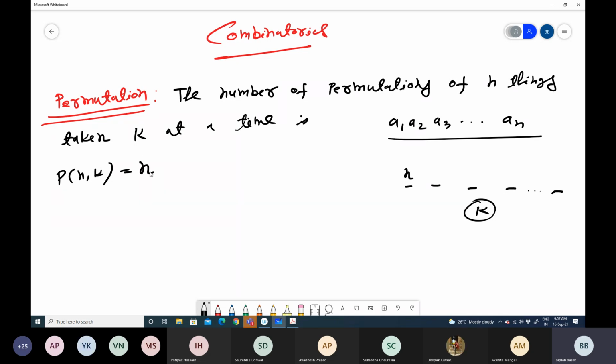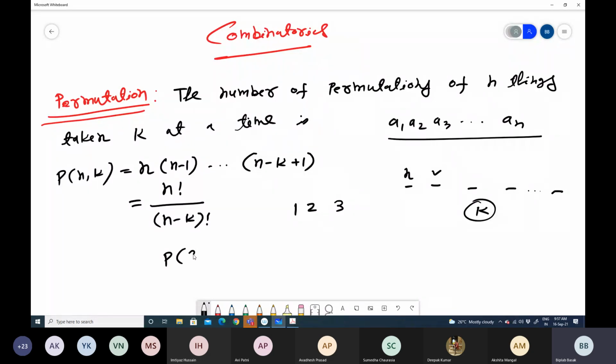So you have n. And then for the second place, since one number is already taken, you have the remaining n minus 1 choices. So it will be n minus 1. And similarly, the kth one will have n minus k plus 1 choices. And it is denoted by factorial n divided by factorial n minus k. You already know what factorial n means. So in other words, suppose you have 1, 2, 3, and you are saying P(3,2).